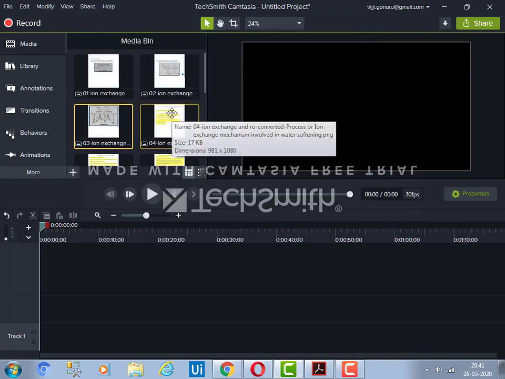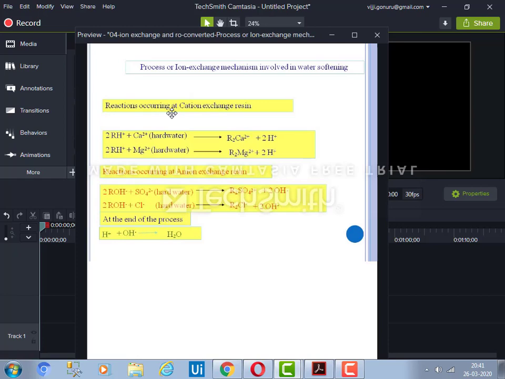So these are the reactions at the cation exchange resin and the anion exchange resin. This is the symbol of the cation exchange resin, RH. We know that H+ ions in the resin are replaced by the calcium 2+ and magnesium 2+ in the water sample. So when H+ ions are replaced with calcium 2+ and magnesium 2+, we will get R2Ca, R2Mg, and release H+ ions into the water sample.